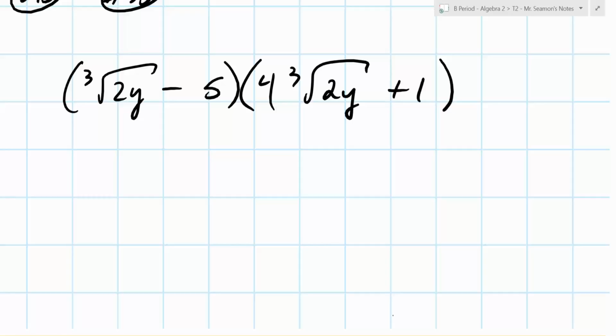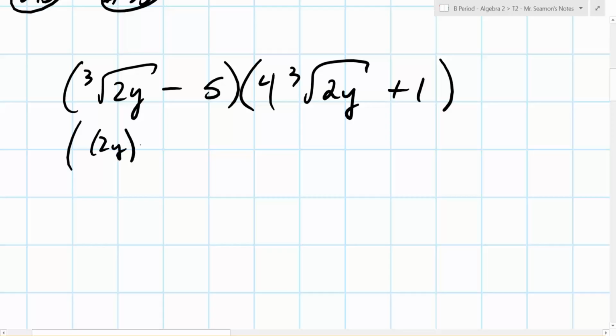I like to distribute everything times everything. That's all this is, just distributing. Everything in the first set of parentheses needs to get multiplied by everything in the second. That's it. So let's do this here. When I'm multiplying these out, I like to put them in exponential form first. That's just how I like to do it. I think it's helpful.